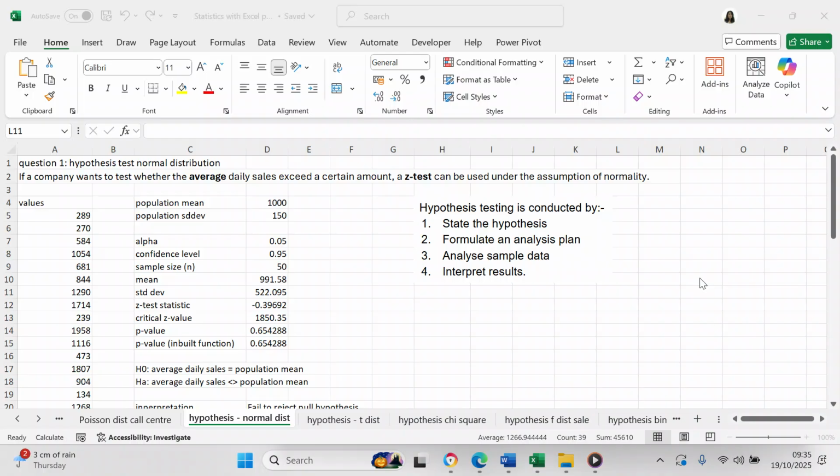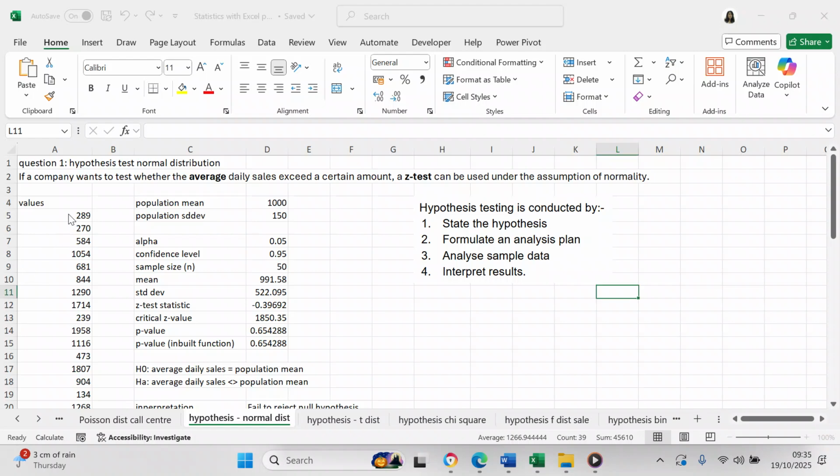So we're going to do a hypothesis test with a normal distribution. If a company wants to test whether the average daily sales exceeds a certain amount, a z-test can be used under the assumption of normality. A normal distribution is sometimes called a z-distribution, and that's why they call it a z-test.